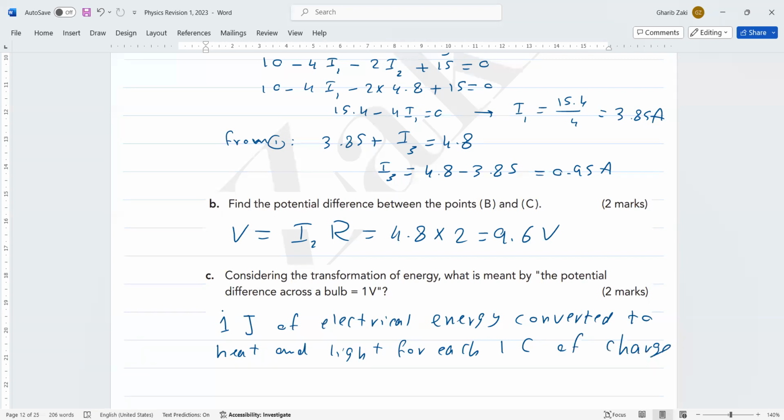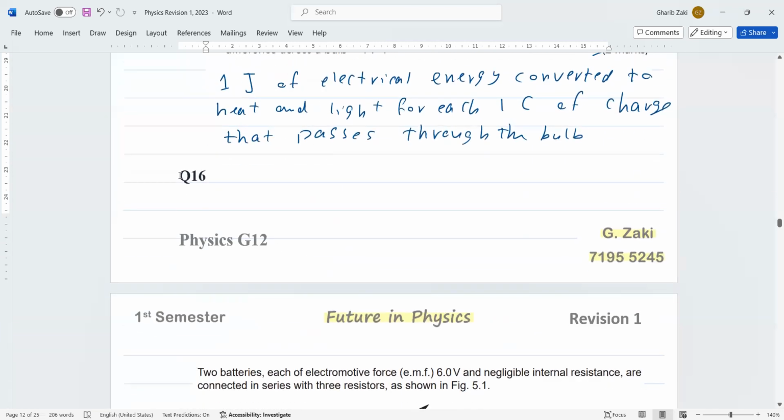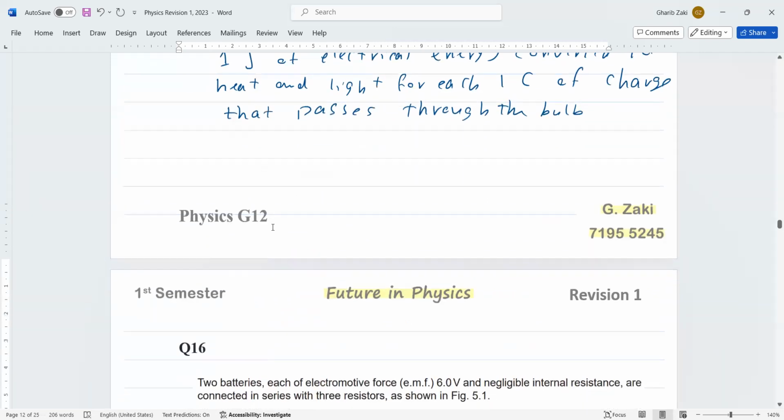Okay, that passes through the bulb. Actually, this is a knowledge question, so it has only 1 mark, not 2 marks. Okay? Now, next question. Question number 16.